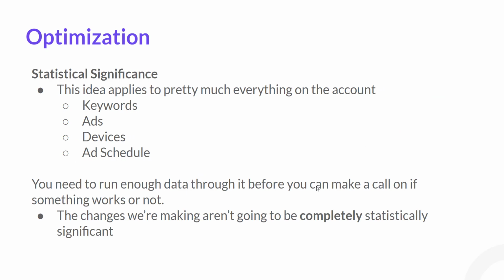So this idea kind of applies to everything on the account, whether it's keywords, ads, which devices your ads are showing on, ad schedule. The whole thing is you need to run enough data through your account so that you can actually make a call on what works or what doesn't work. So if you have like an ad that gets one click and you don't get a lead from that one click, it doesn't mean the ad is broken, doesn't mean the account is broken, you just don't have enough data yet.